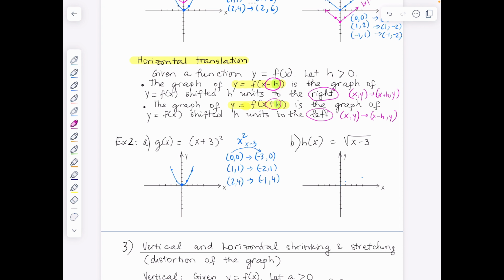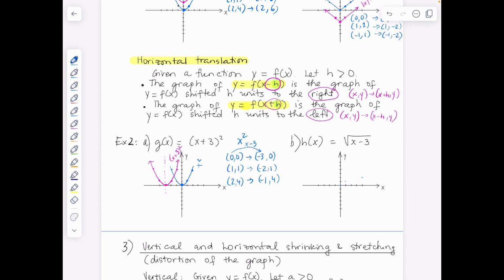Plot these points. So negative 3, 0. Negative 2, 1. And negative 1, 4. And of course, just like before, we know that the parabola is symmetric, so I drew a vertical line through the new vertex there, the point negative 3, 0, and then I just reflect more points on the other side. And that should give me a parabola. So this right here is the graph of x plus 3 squared. And the blue one, of course, that was the parent function, the x squared function.